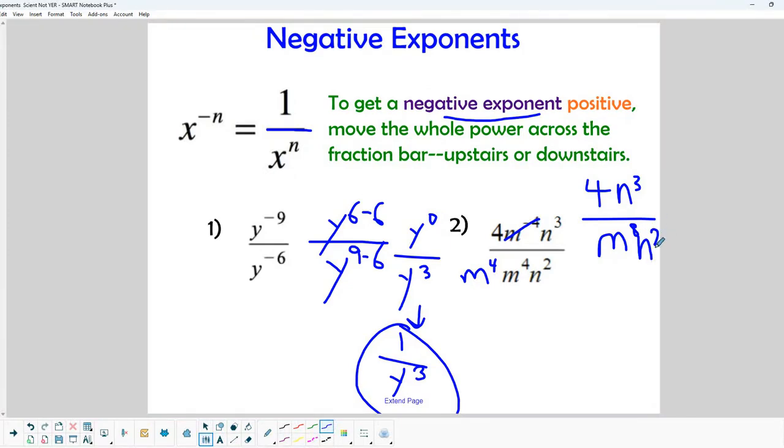And I know I can subtract that 2 from the 3 on the top, the smaller one from the bigger one. So that's going to leave me for a final answer of 4n to the 1st all over m to the 8th power.